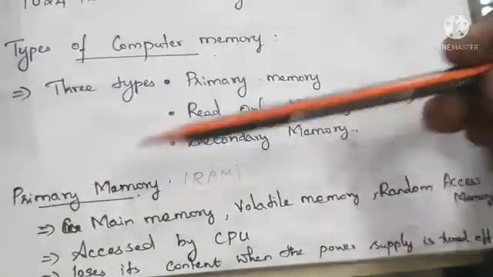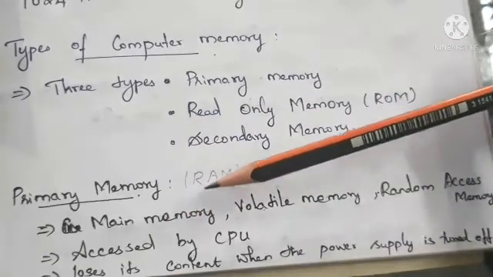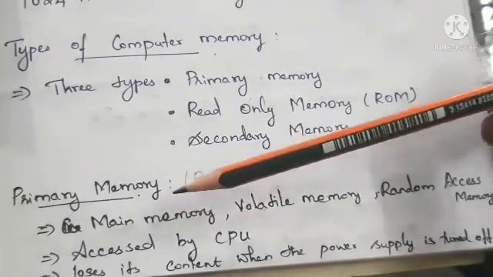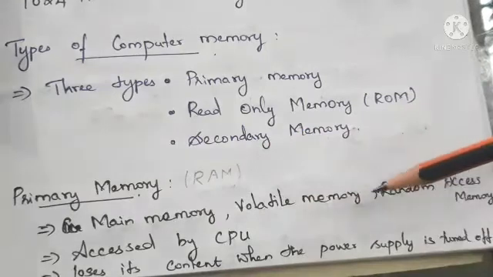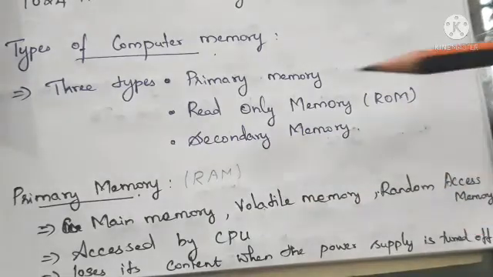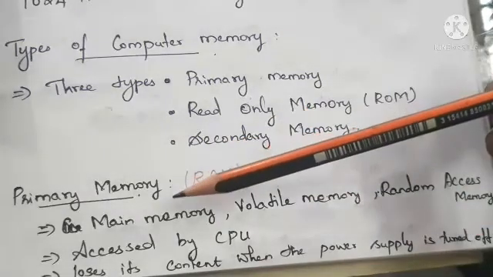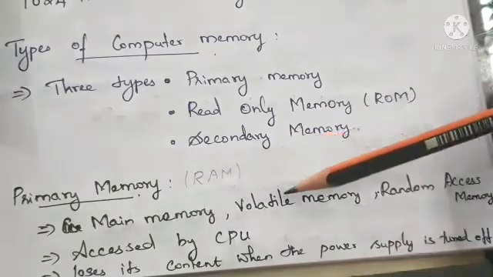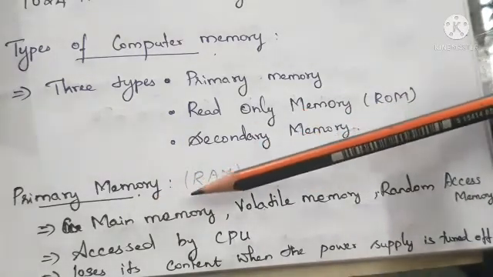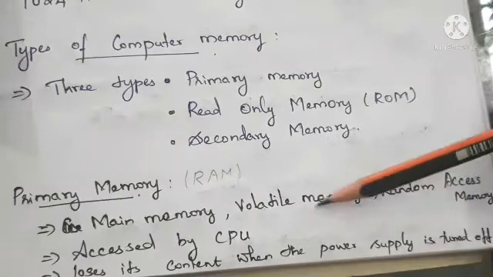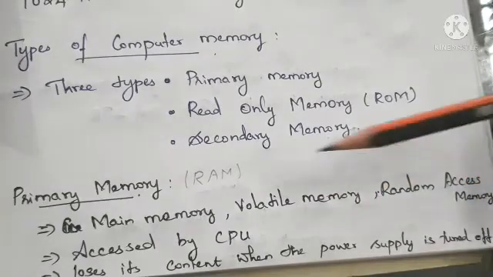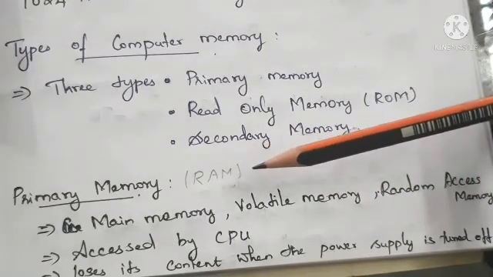So the primary memory has three names: main memory, volatile memory, and random access memory. Don't forget, there are three names for the primary memory, that is main memory, volatile memory, and random access memory. Otherwise we can call it RAM.